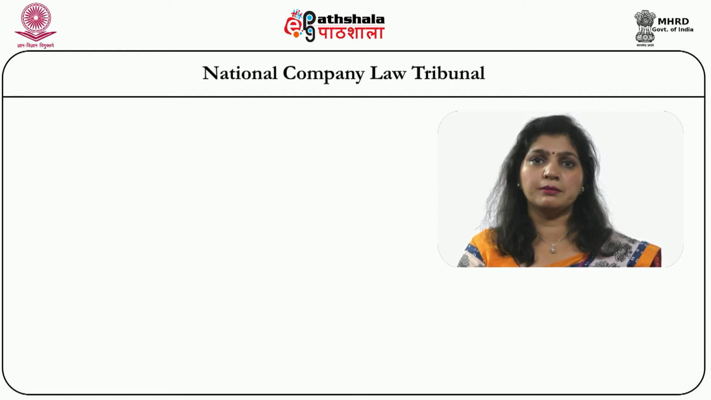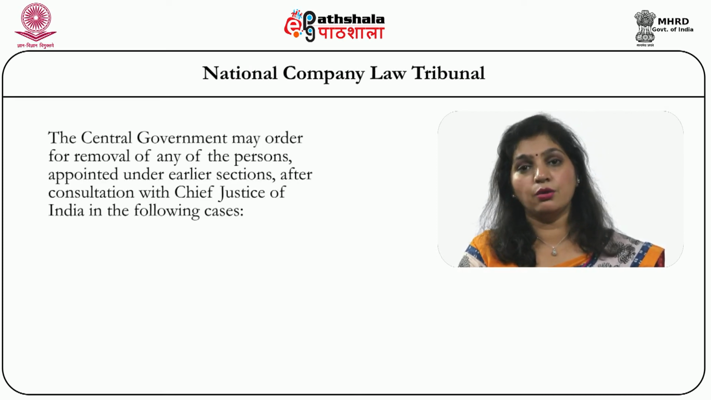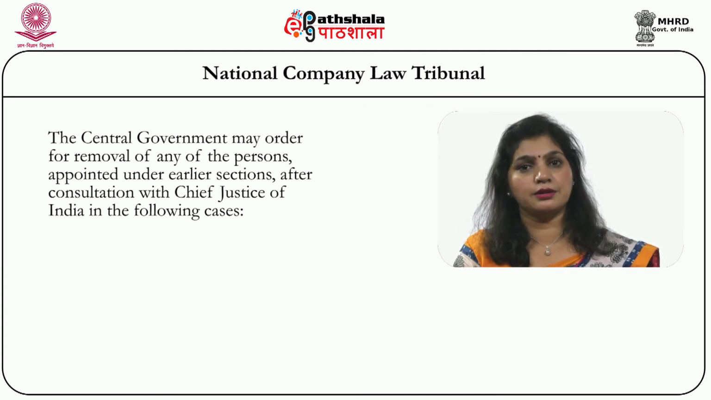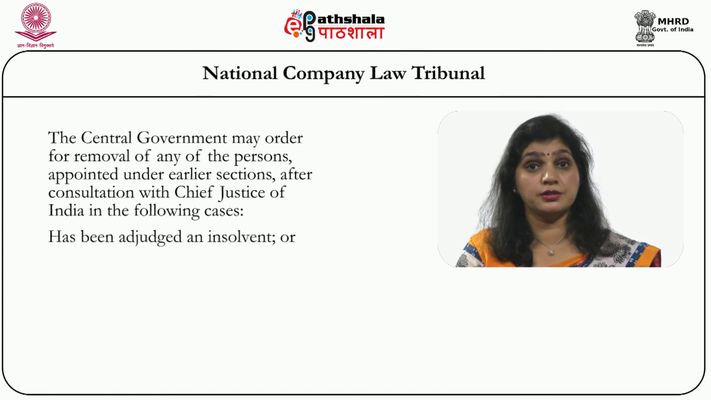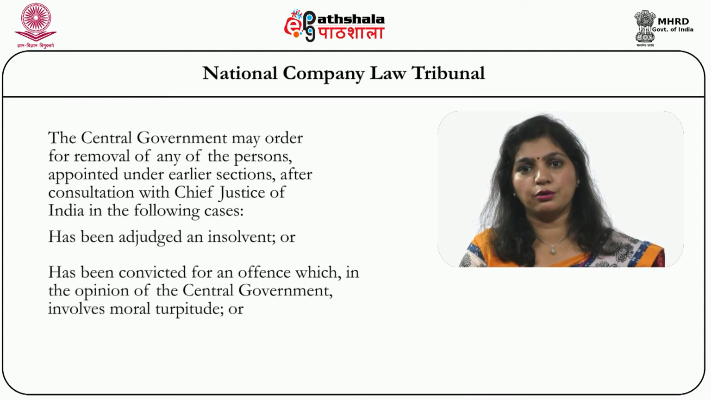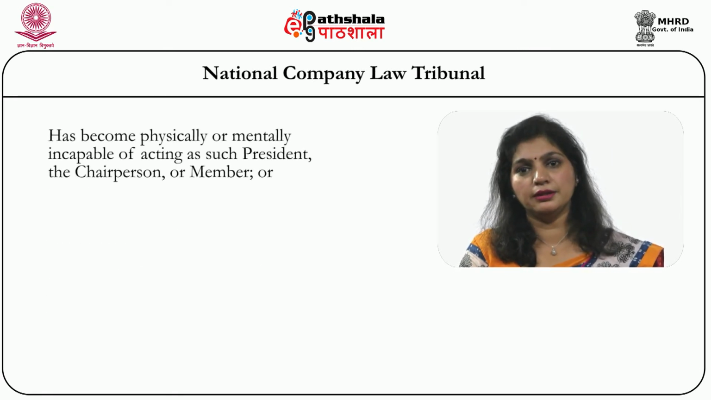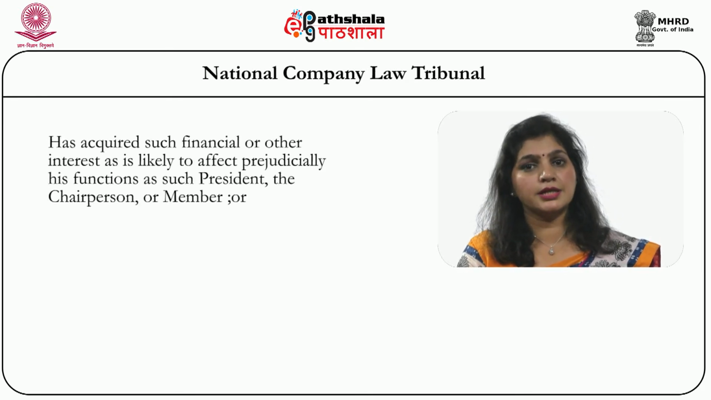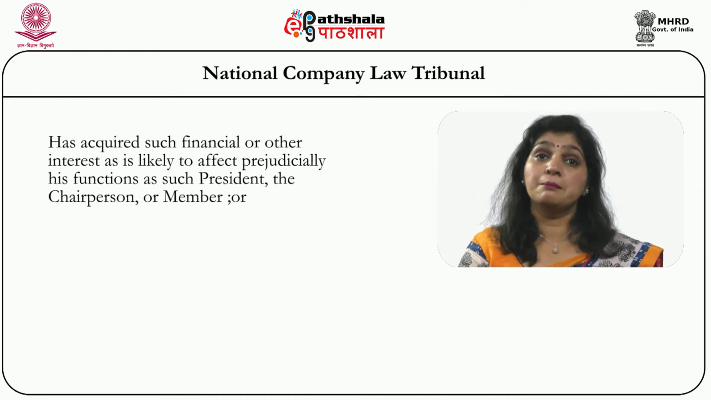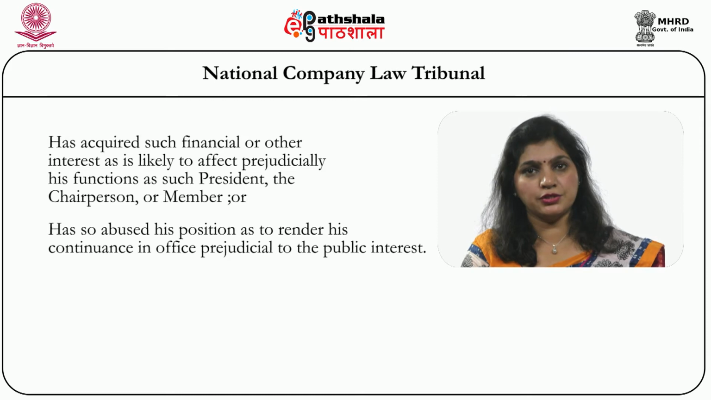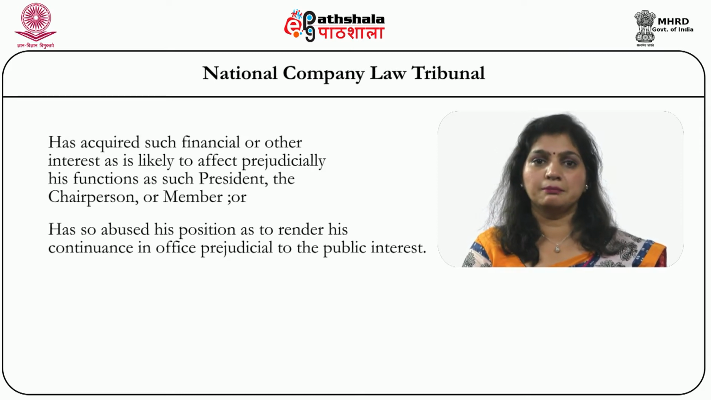Now let us discuss how these members can be removed. Section 417 provides for removal of the members. The central government may order for removal of any of the persons appointed under earlier sections which we have just discussed after consultation with Chief Justice of India in the following cases. If he has been adjudged as an insolvent or has been convicted for an offence which, in the opinion of the central government, involves moral turpitude, or has become physically or mentally incapable of acting, or has acquired such financial or other interest as is likely to affect prejudicially his functions as such President, the Chairperson or the member, or has so abused his position as to render his continuance in office prejudicial to the public interest.